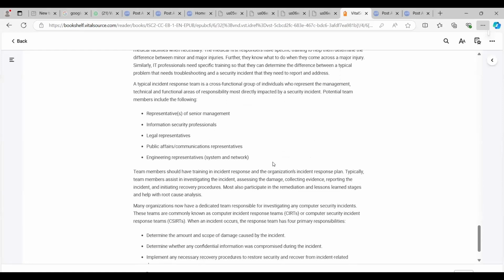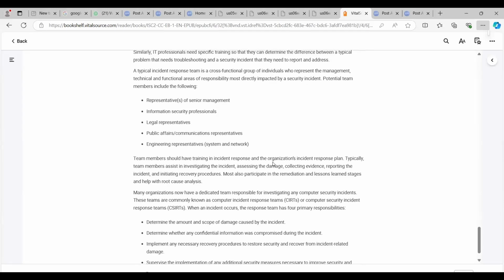A typical incident response team is a cross-functional group of individuals who represent the management, technical, and functional areas of responsibility most directly impacted by security incidents. So potential team members include the following. These are the teams that are going to be under incident response.